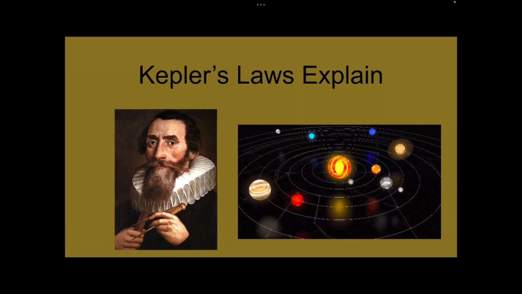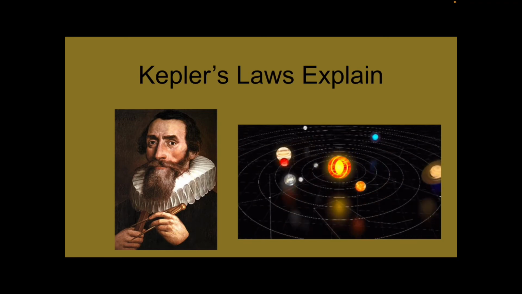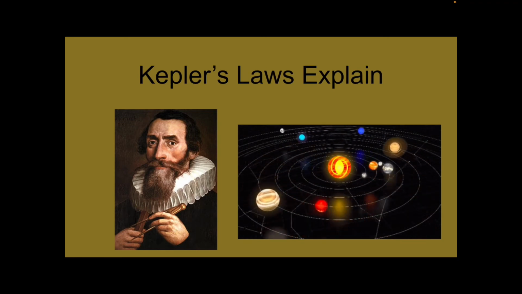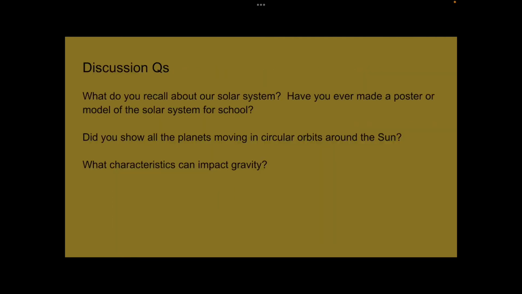Kepler's laws explained. We're looking at Johannes Kepler on the left-hand side here, and he has three laws of planetary motion. A couple of things to think about as we go forward. We're going to talk about these in class. What do you recall about our solar system? Have you ever made a poster or model of the solar system in school? Think about how the solar system is arranged, what's at the center.